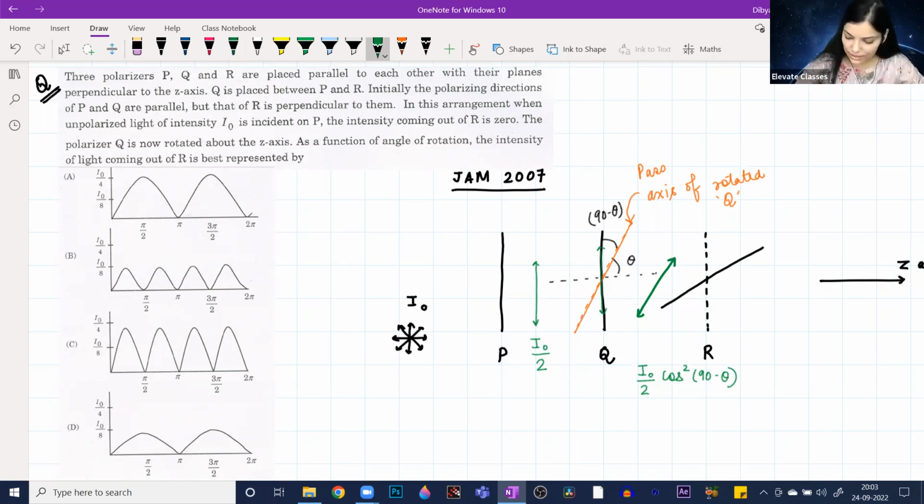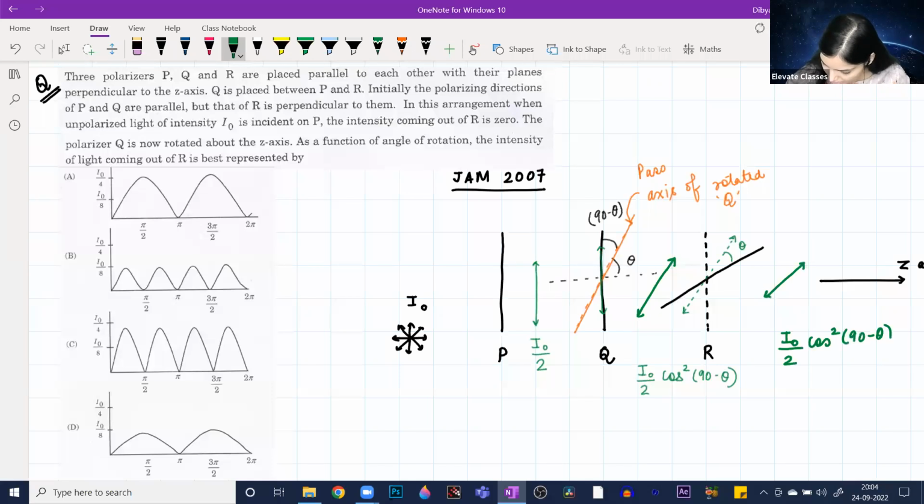Okay, so what is our coordinate system? This is y, this is x, and this is z. So now this is parallel to the x axis, and this light is incident on it like this, right? So what was this angle? This angle will become theta here, and I'll get a light which is now like this, and I will get I0 by 2 cos square (90 minus theta) and cos square theta.